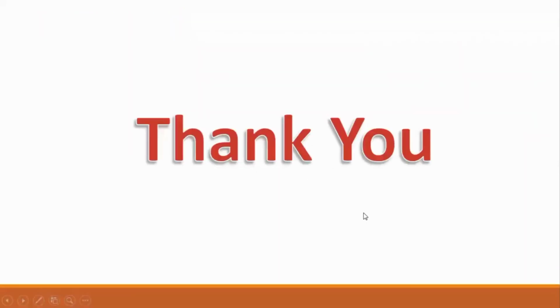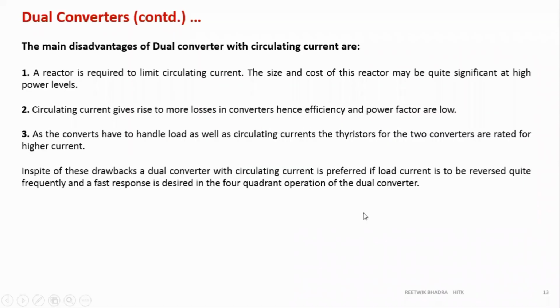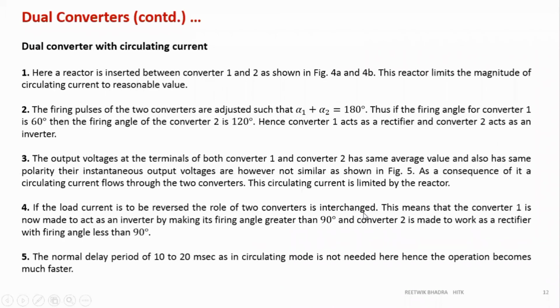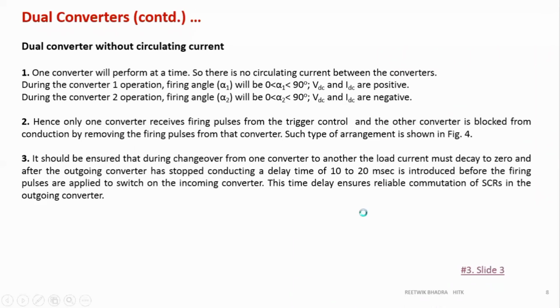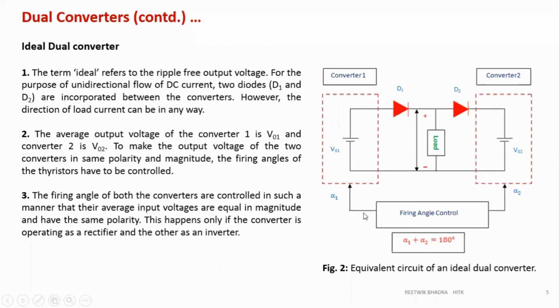Explain the dual converter operation. Either circulating mode or non-circulating mode, I'll ask. No need to worry that you have to write down so many things. You have to write down only either circulating or non-circulating.